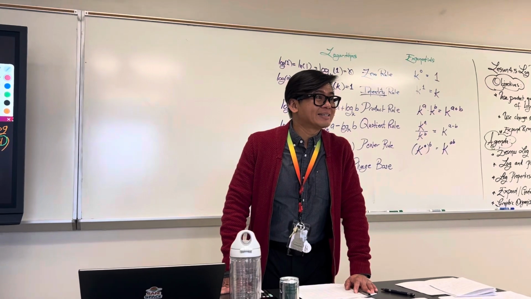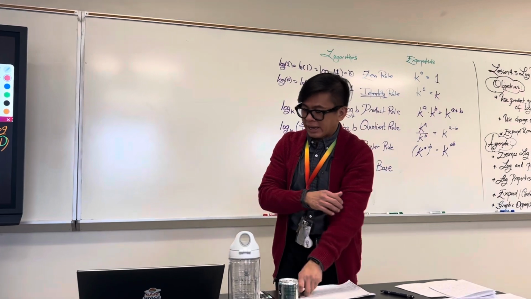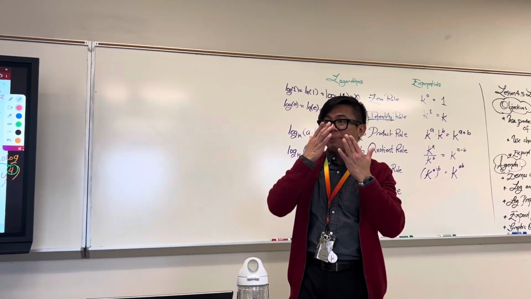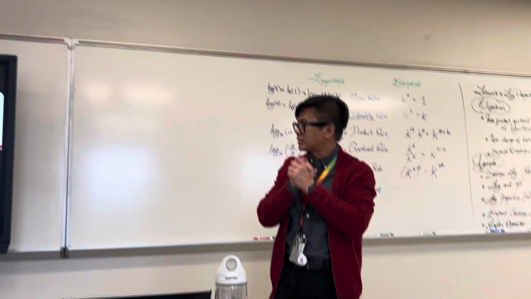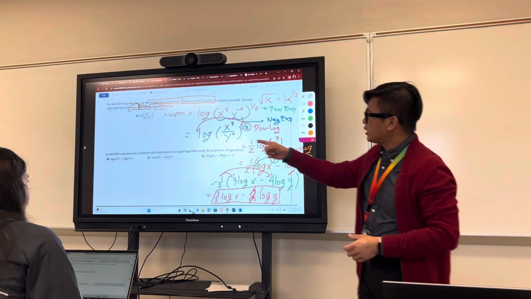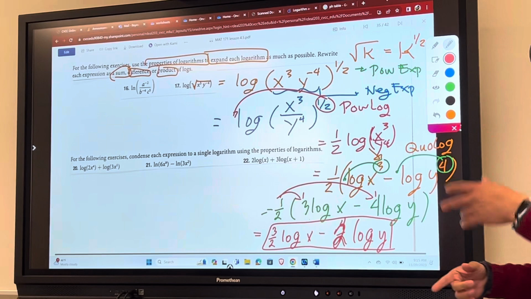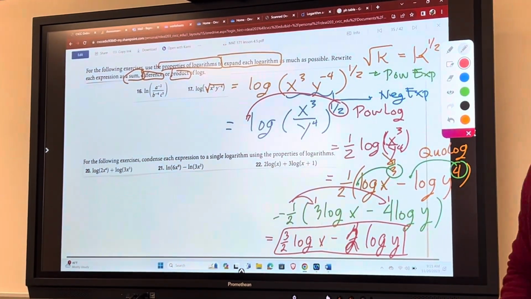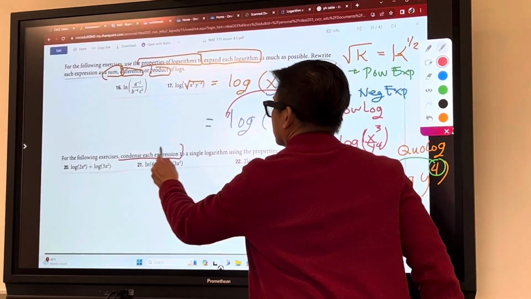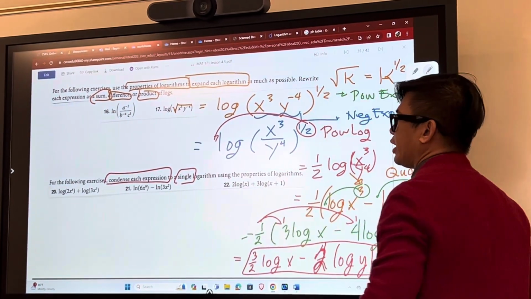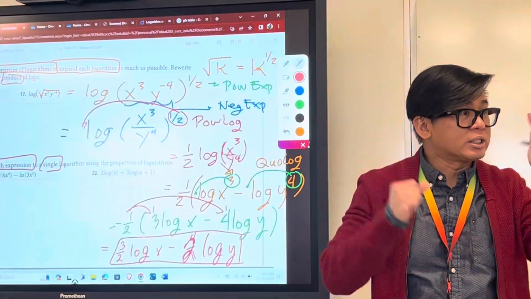Are we good, guys? This time we're going to do the reverse. What if we have an expanded log, but this time we're going to compress it, condense it as a single logarithm? Let's try number 20. Let's read the instruction first. Anna, go ahead. For the following exercises, condense each expression into a single logarithm using the properties of logarithms. Thank you. So this time you are given the expansion, and you're going to condense it into a single logarithm.